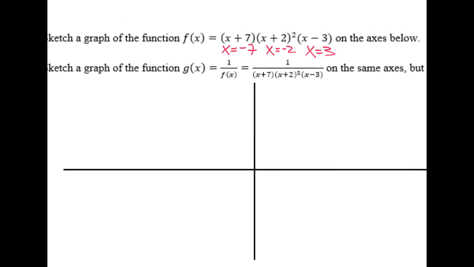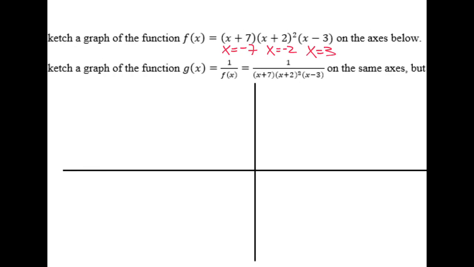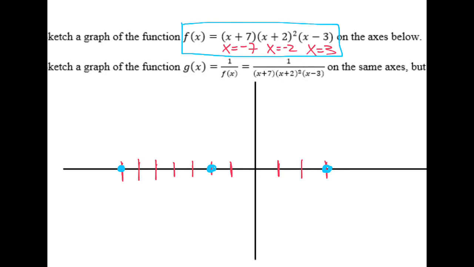So the first thing I'm going to do is mark in a scale on these axes and plot those zeros. So we have our three zeros, one at negative 7, one at negative 2, and one at positive 3. But where do we go from here? Well, we need to think of the degree of the function. That is, if I multiplied all of these terms together, what would be the highest power on my x term? Well, I'm taking an x times an x squared times an x. That's going to give me an x to the fourth.